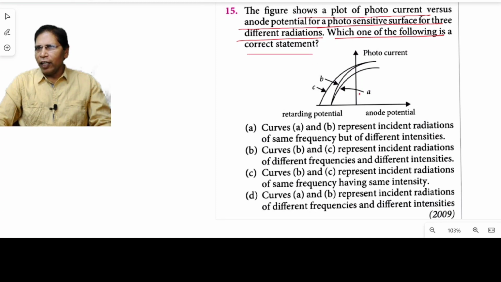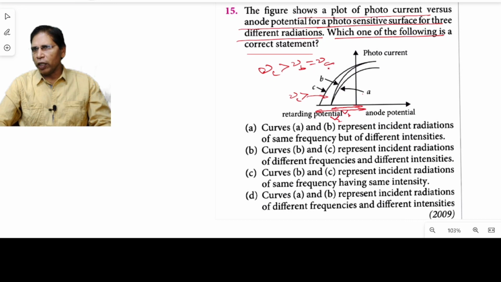Here A and B have the same stopping potential, and C has a different stopping potential. The stopping potential of C is greater than that of A and B. So obviously the frequency of C is greater. Frequency nu C is greater than nu B, and nu B equals nu A. And the intensity for C and B are the same, and these are greater than the intensity for radiation A.